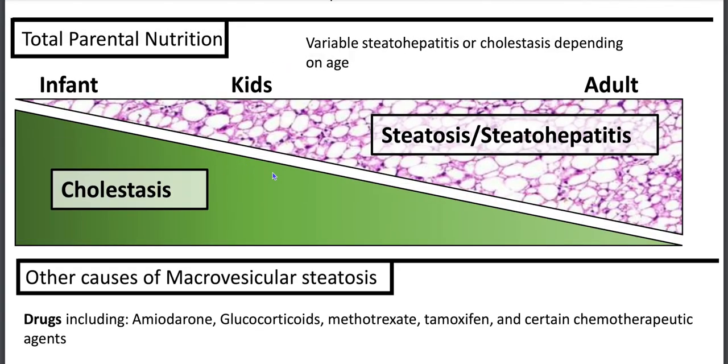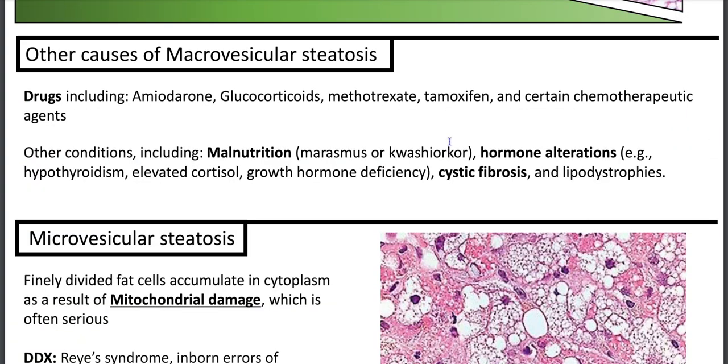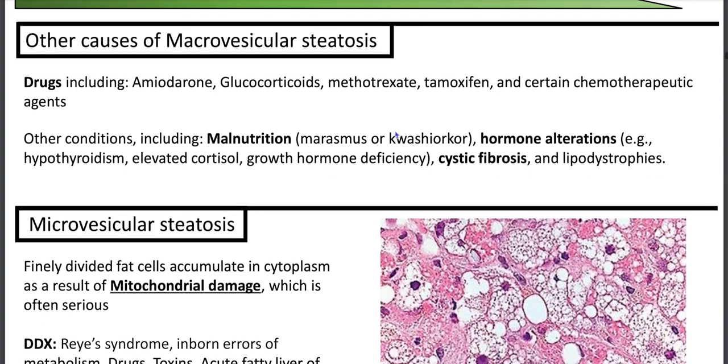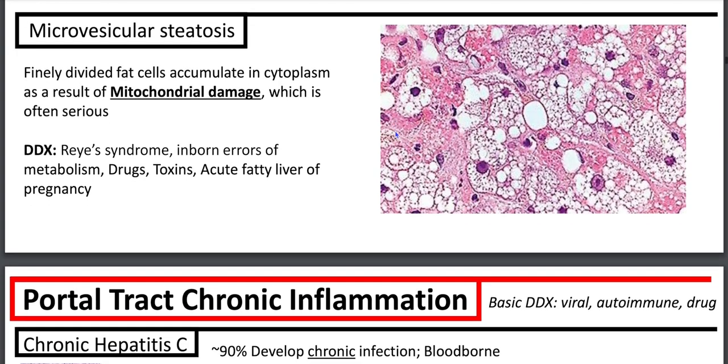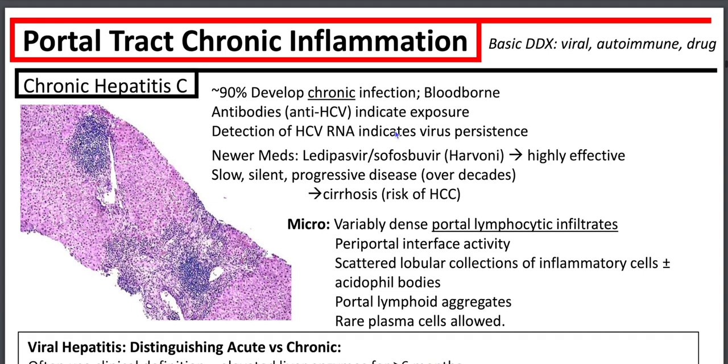TPN, you can get cholestasis, steatosis, steatohepatitis based on your age. Drugs can cause macrovesicular steatosis, along with malnutrition, hormone changes, cystic fibrosis. Microvesicular, make sure it's diffuse to call it, and it's a sign of mitochondrial damage. It can be due to Reye's, inborn errors of metabolism, drugs, toxins, acute fatty liver of pregnancy. Portal tract chronic inflammation, zone 1, chronic hepatitis C.